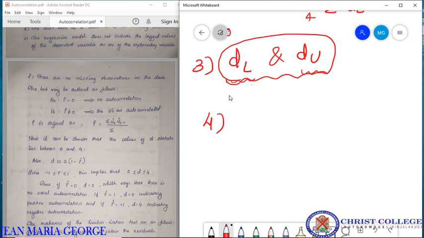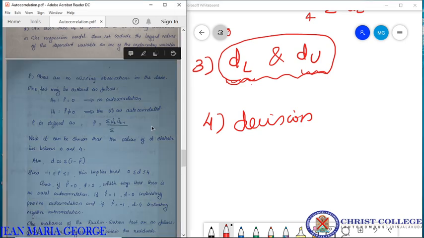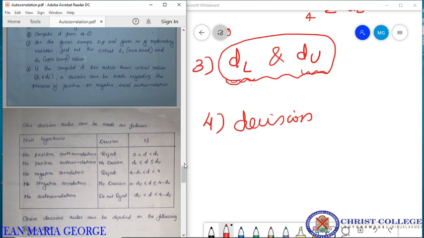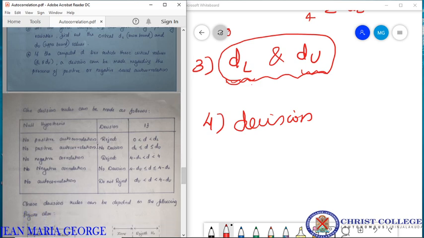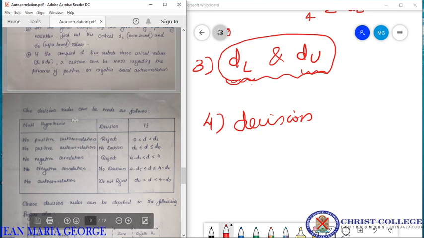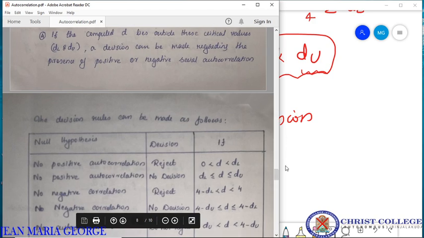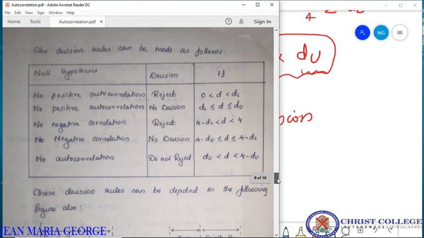Okay, so these are the 4 steps. Decision can be taken based on the critical value that we have found. So based on these 4 steps, we can formulate the D statistic. Okay, so the decision rule can be made. This table shows the decision rule which can be made based on the values of D.